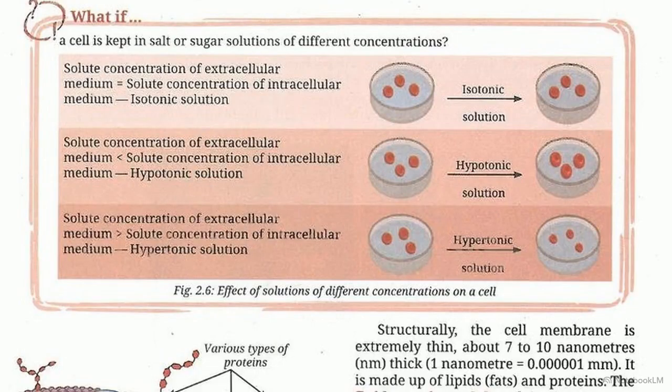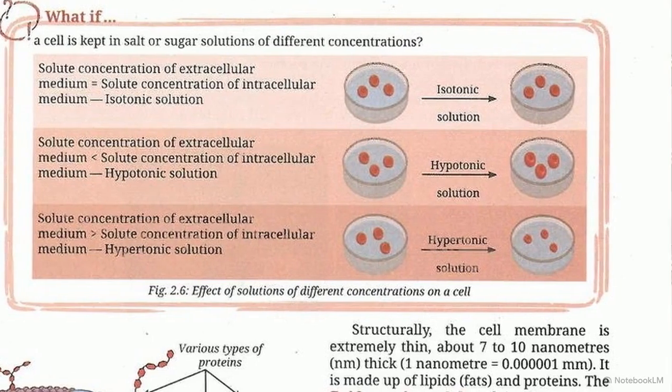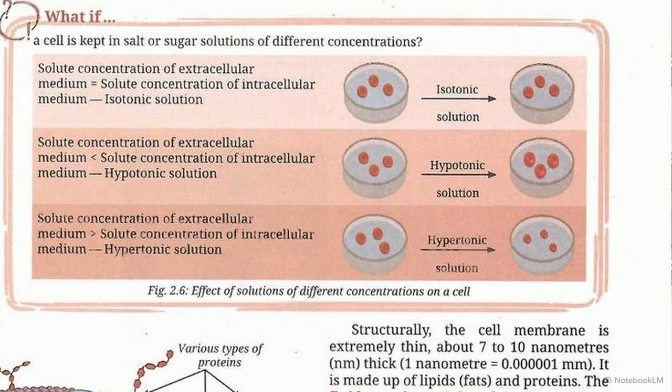If a cell is placed in a hypertonic solution, meaning the liquid outside has a higher concentration of solutes, like salt, than the inside, water will diffuse out of the cell across the membrane. This process, called osmosis, causes the cell to rapidly shrink.